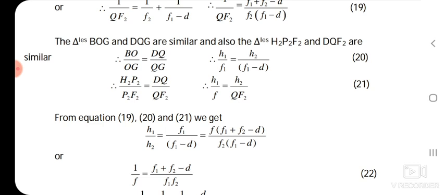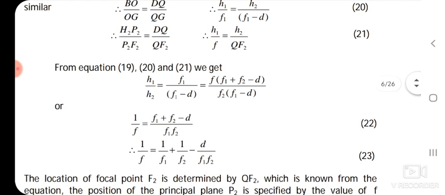If we rearrange that equation, it gives F1 into F1 plus F2 minus D, F2 into F1 minus D. If we rearrange this equation, 1 by F1 is equal to F1 plus F2 minus D divided by F1 F2. So 1 by F is equal to 1 by F1 plus 1 by F2 minus D divided by F1 F2.